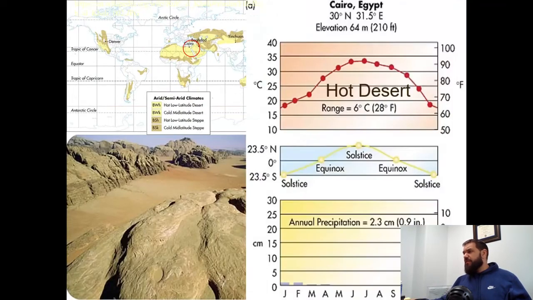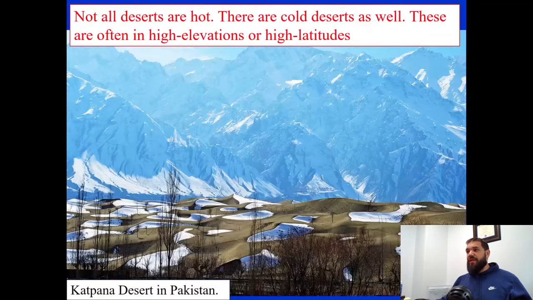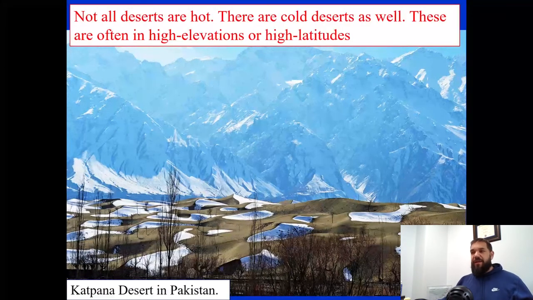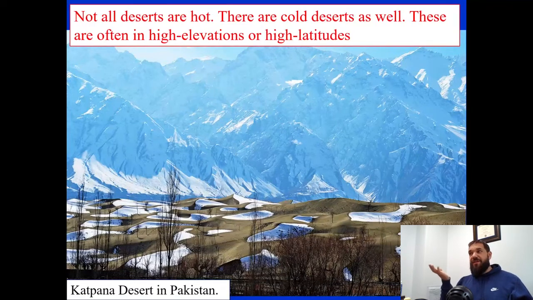I'm not going to talk too much here about hot deserts and cold deserts, but I did want to point out that we all know there are hot deserts, but there are actually cold deserts as well. This is Katpana Desert in Pakistan, and as you can see, it looks like a desert. There's not much vegetation, there are sand dunes, but there's also snow, because it's a very cold place at a high elevation. Some of them are at high latitudes as well. So not all deserts are hot.